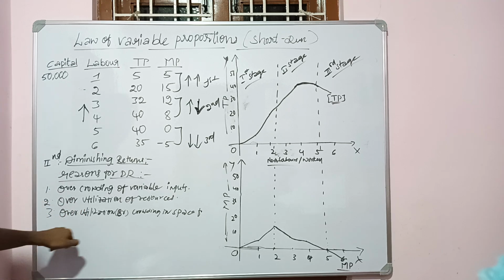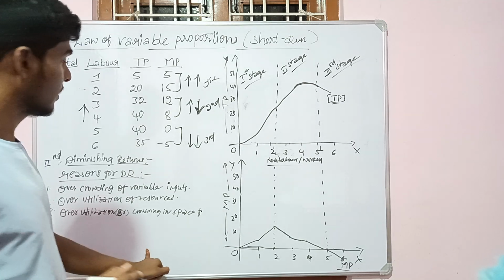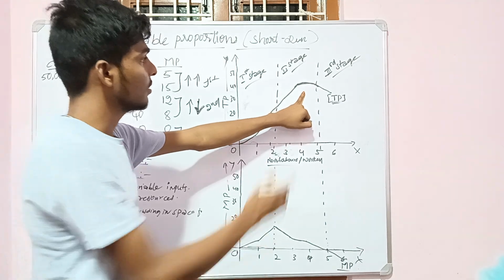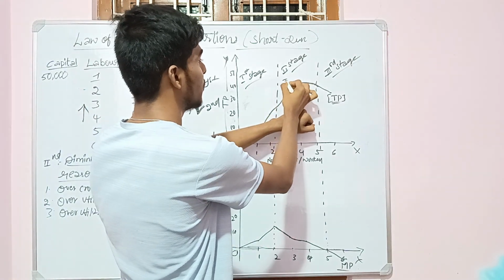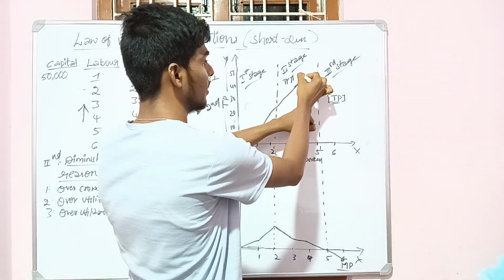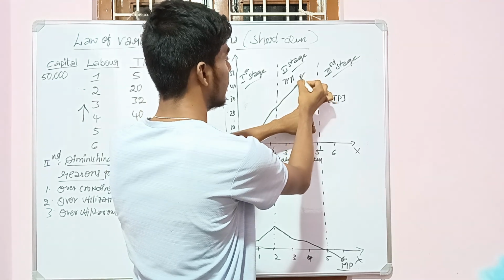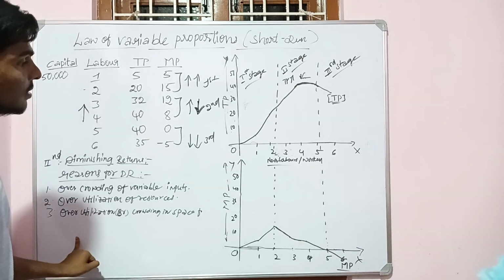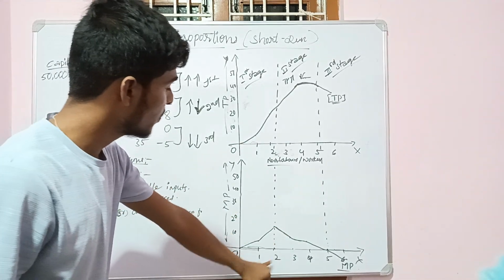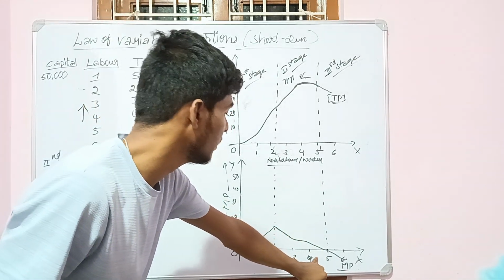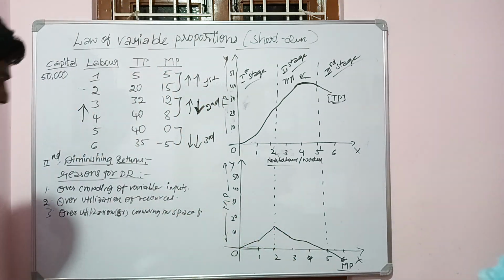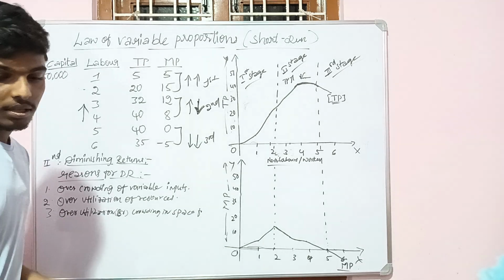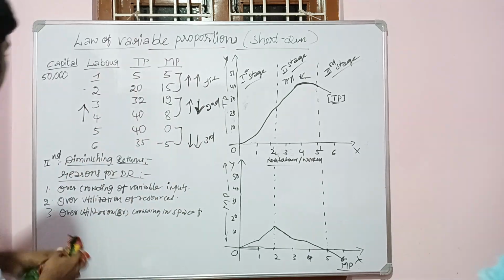And the graph should be like this. In the second stage, the total product is increasing at a decreasing rate, that is the one. And second one is the marginal product starts declining, becoming negative after certain period of time. Next, see the third one.